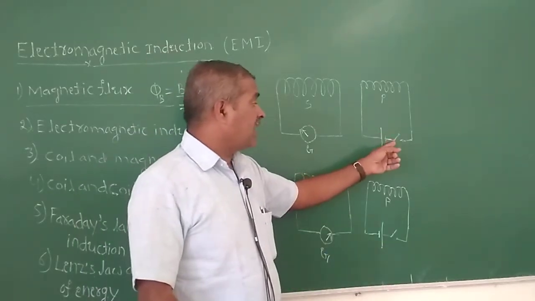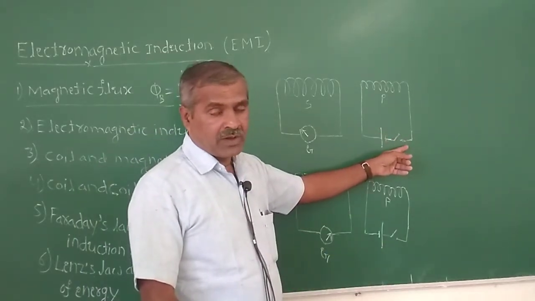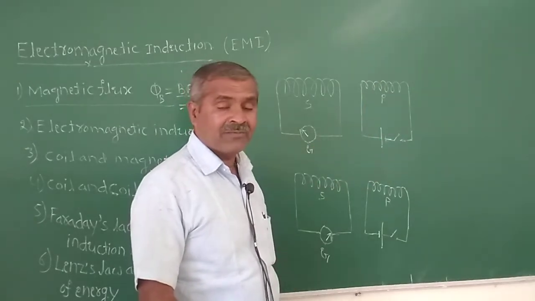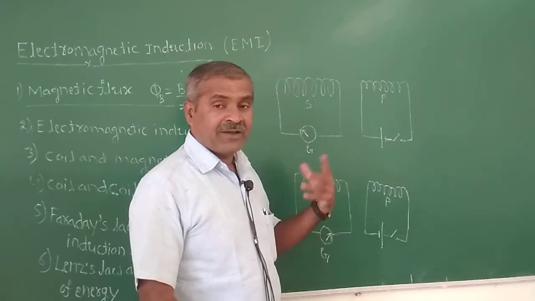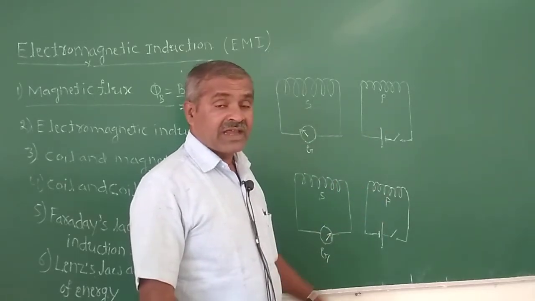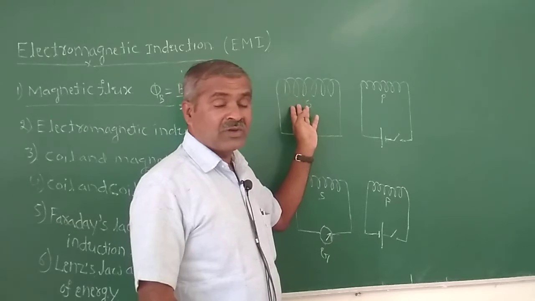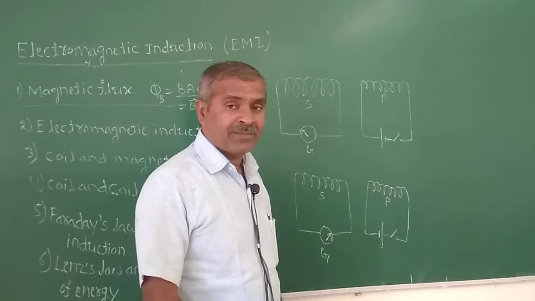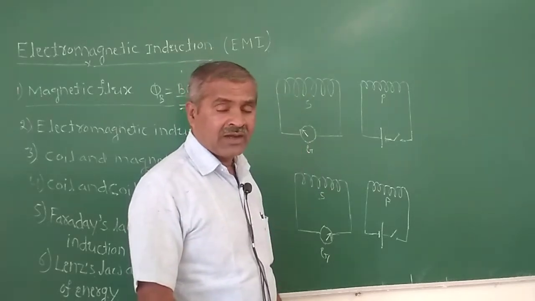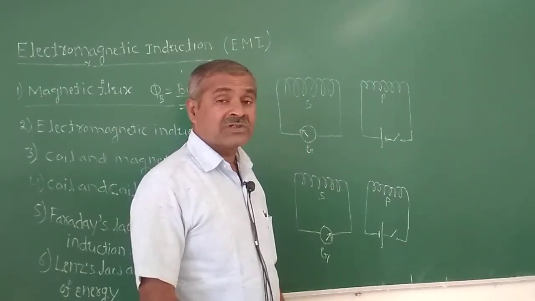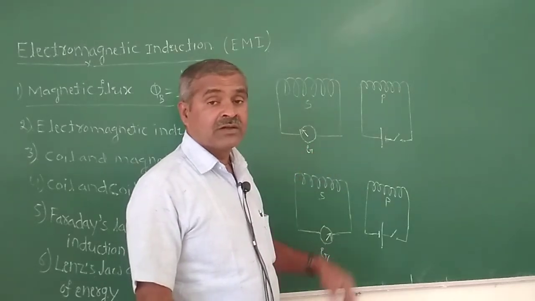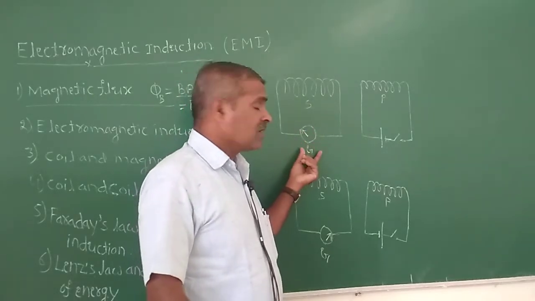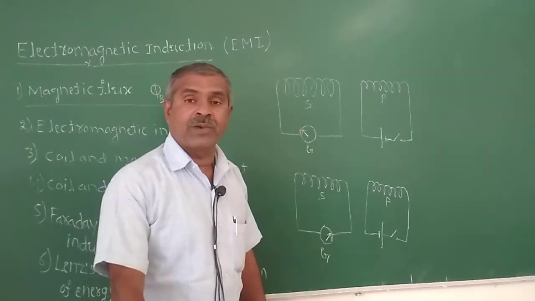Okay? When this tap key is closed, current flows through this primary coil. Then the magnetic field lines are produced. Those magnetic field lines are linked with the secondary coil. So the magnetic flux linked with the secondary coil changes. That induces an EMF in this coil, so an induced current is set up in this coil. So this galvanometer is deflected.